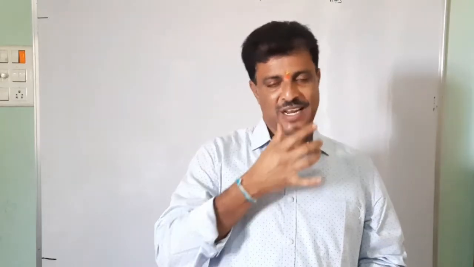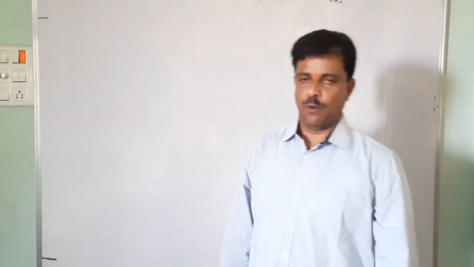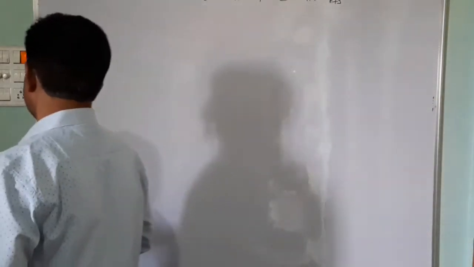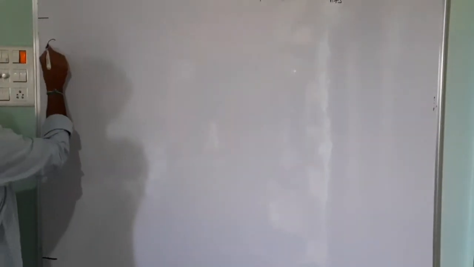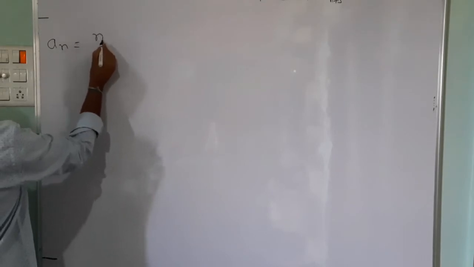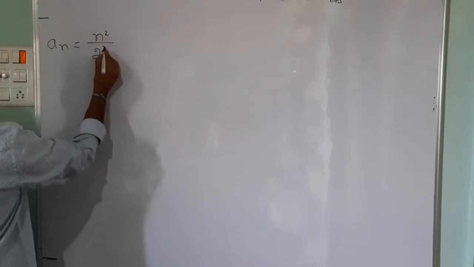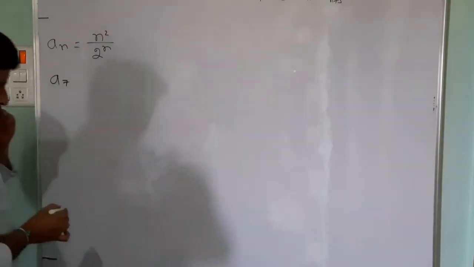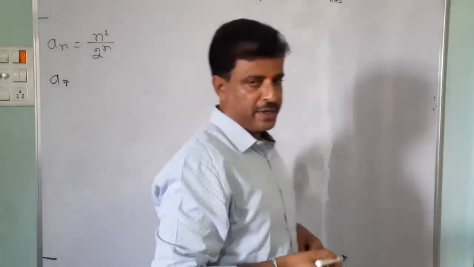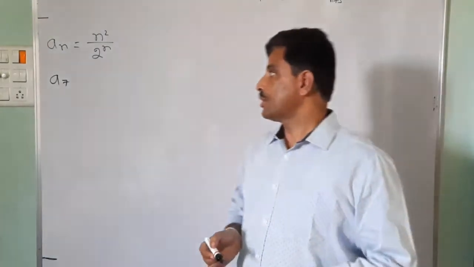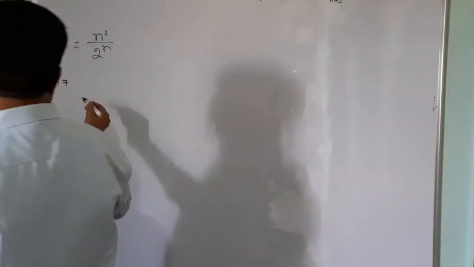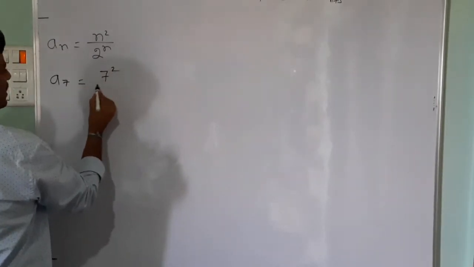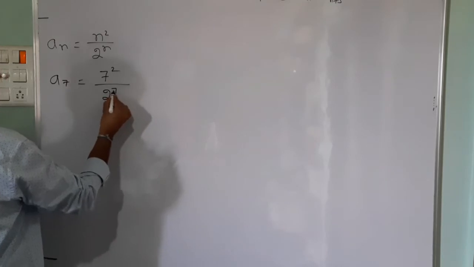Dear students, today let us continue with the next problems. Problem number 2: a_n is equal to n squared divided by 2 to the power of n. Find a_7. Put n equal to 7, so a_7 is 7 squared divided by 2 to the power of 7.